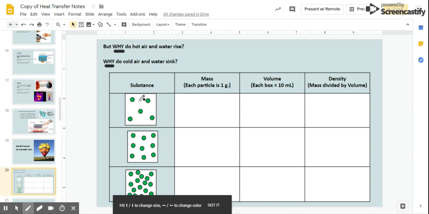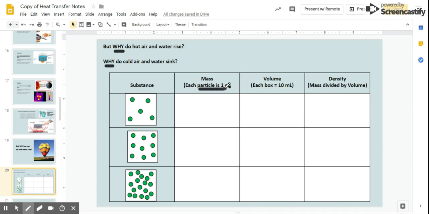This substance has 5 different particles in it. And over here it says each particle is 1 gram. So it's kind of like a symbol. So the mass of this one would be 5. Now, it says for the volume that each box is 10 milliliters. Each box looks like they're the same size. So each box is 10 milliliters.